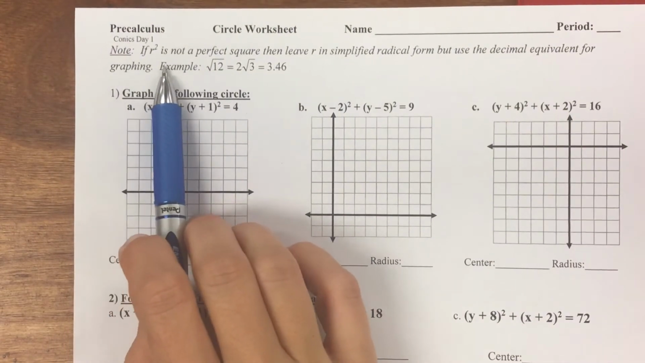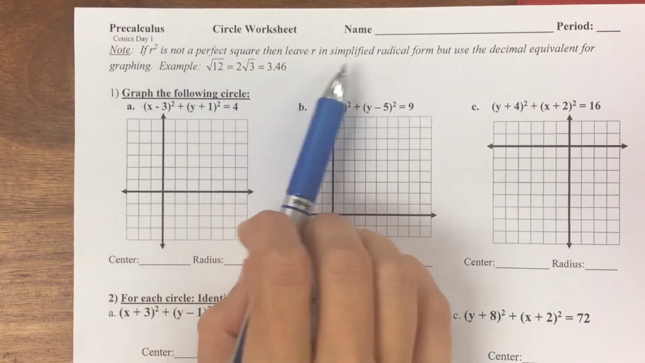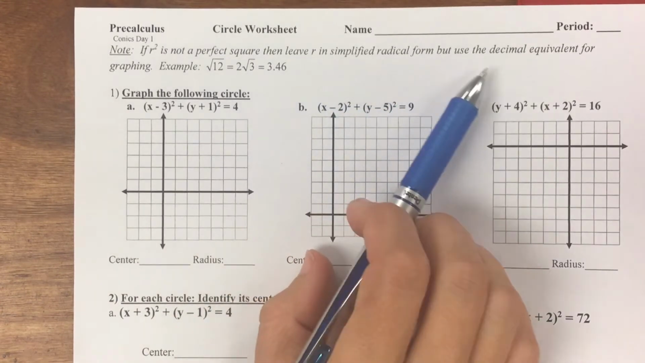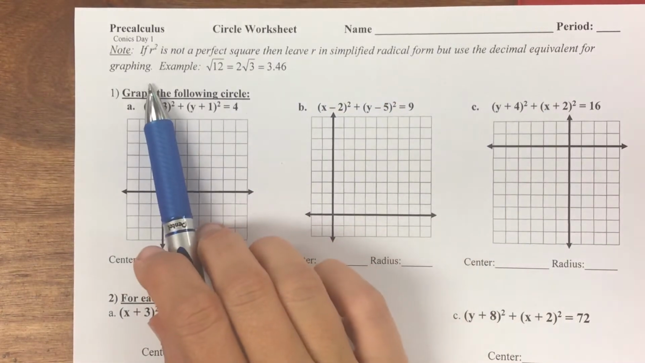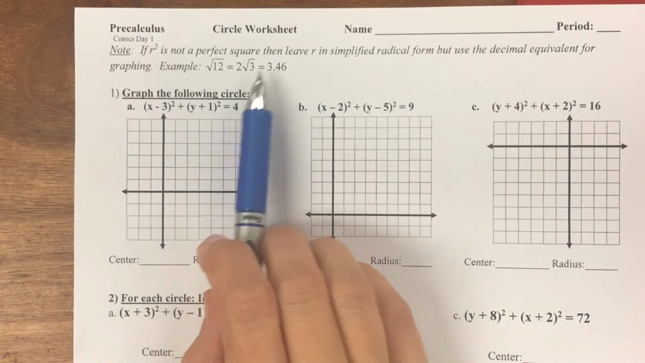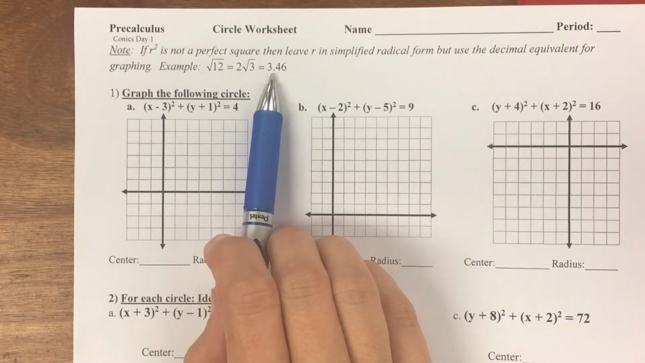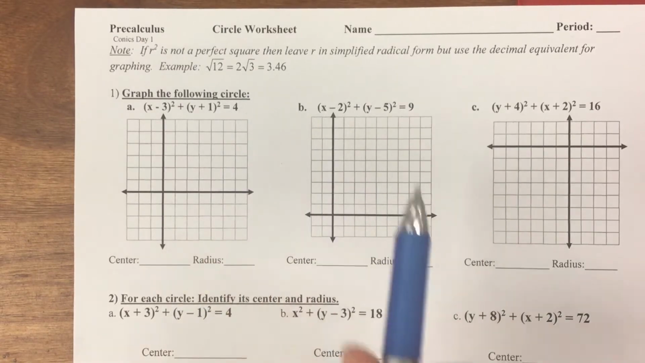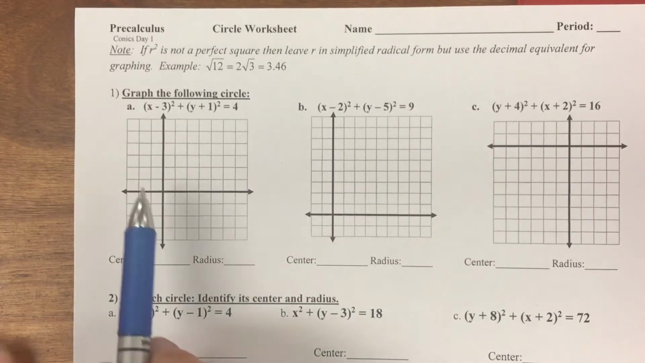It says, note if r squared is not a perfect square, then leave r in simplified radical form, but use the decimal equivalent for graphing. For example, the square root of 12 is 2 square roots of 3, but to graph it, we're going to need to know that that's about 3.46. All right, so let's go ahead and graph this first one together.